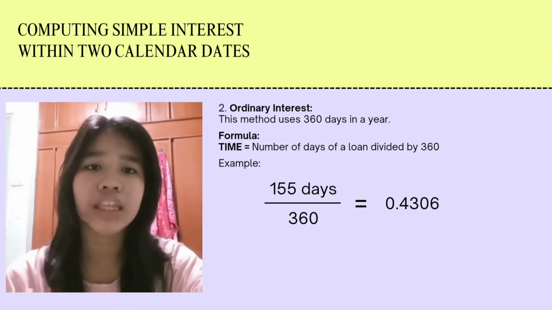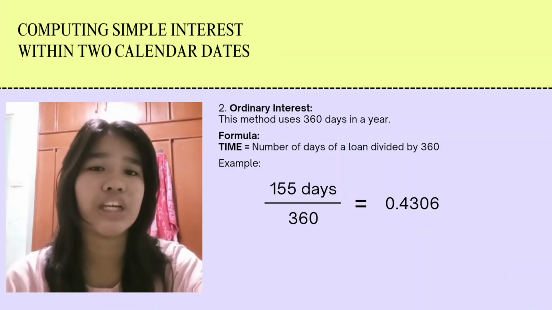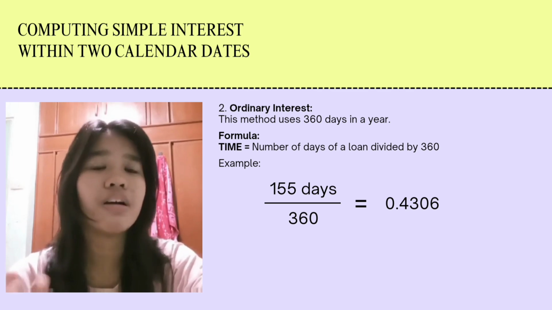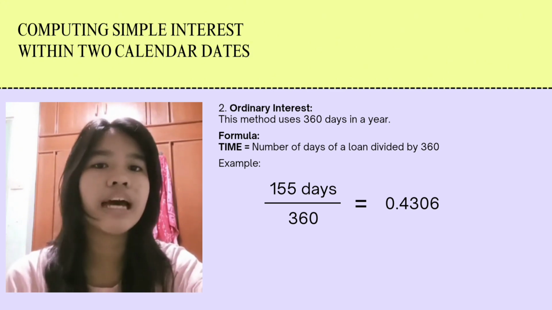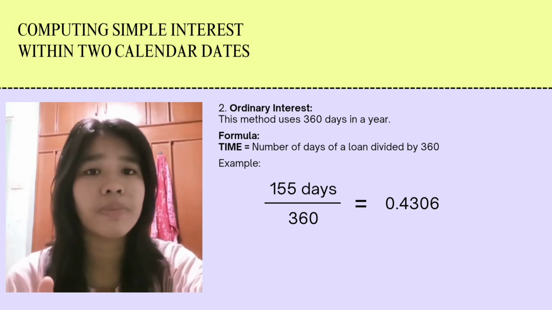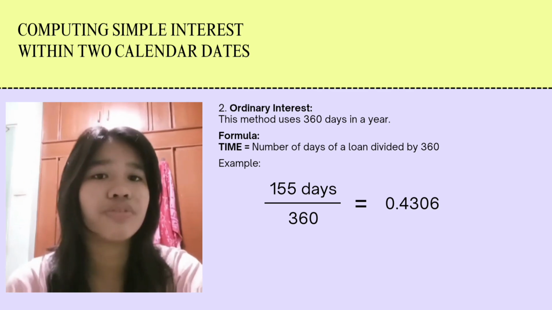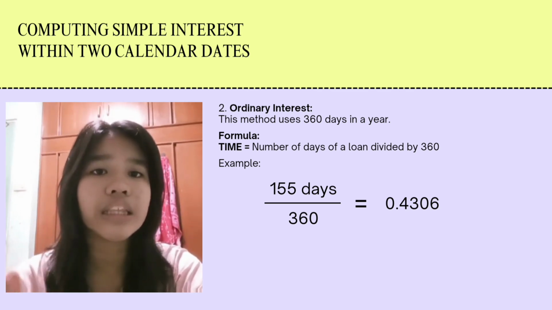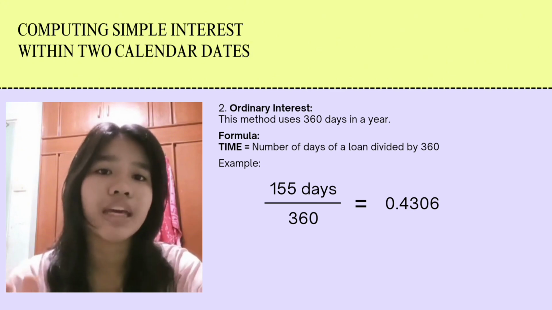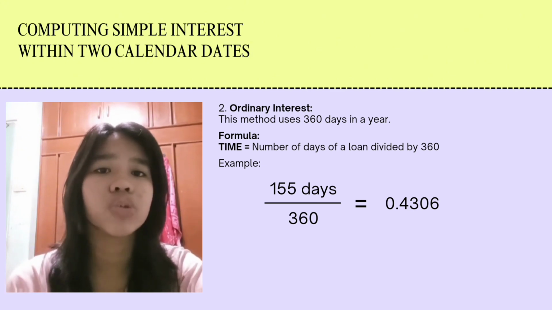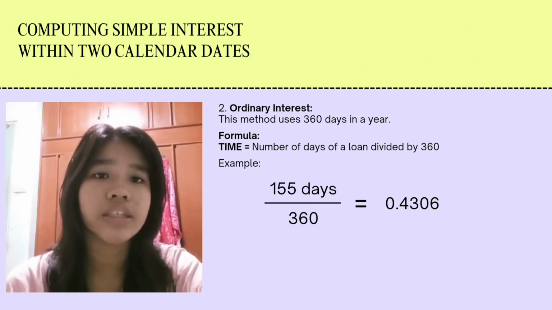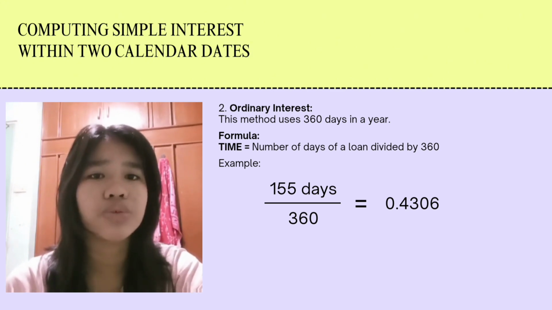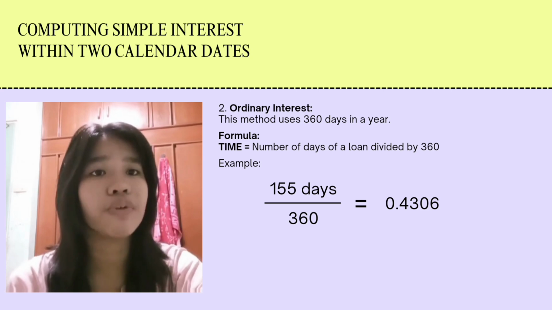The second one would be ordinary interest. This method uses 360 days in a year. Ordinary interest is also known as the banker's rule. This rule applies when the type of interest is not specified in a problem. The formula would be time is equal to the number of days of a loan divided by 360 days. For example, you have to find the time of the actual time and the ordinary interest, and your actual time is 155 days. The formula for the ordinary interest would be time is equal to the number of days of a loan divided by 360 days, and that means 155 days divided by 360 days. Your answer would be 0.4306, and that will also serve as your time to find the interest.